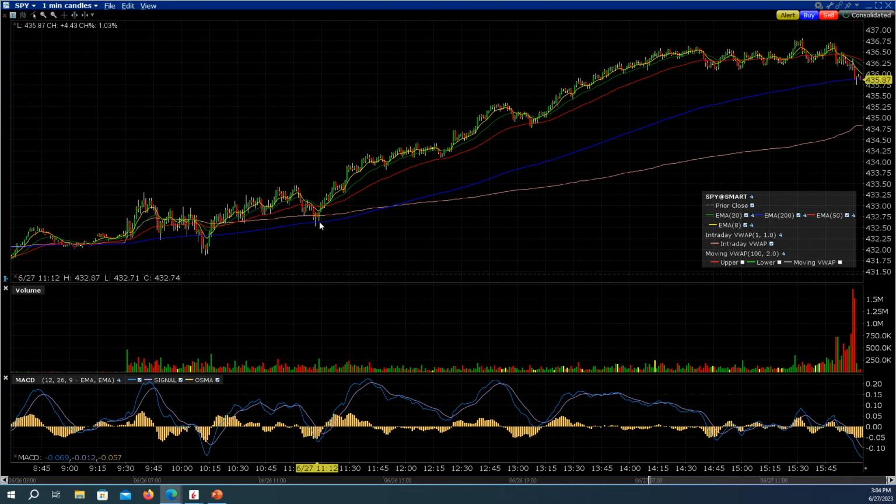Some might say it was choppy, but I would say it was sideways because if you drew your trend lines on yesterday, you actually had a pretty fair initial girth between the upper level and the lower level, and then it slowly got tighter and tighter throughout the day. And so that was more of a sideways pattern that occurred.